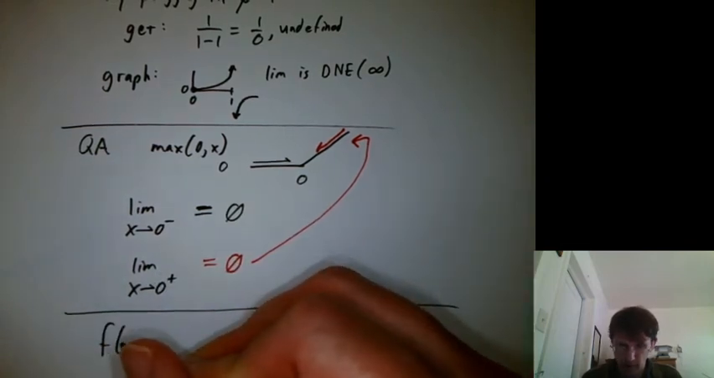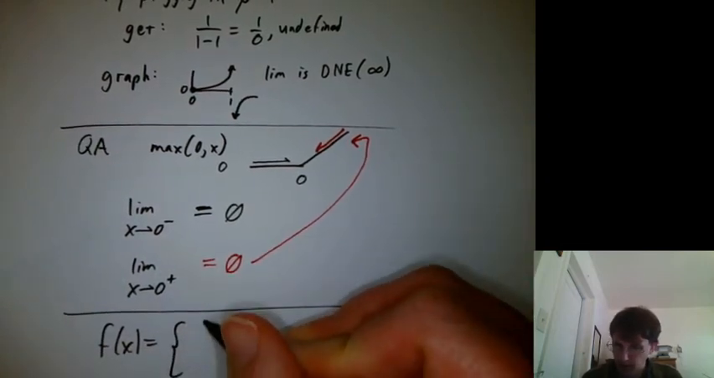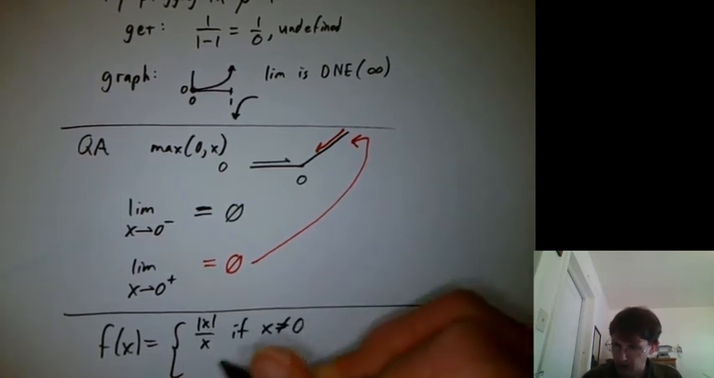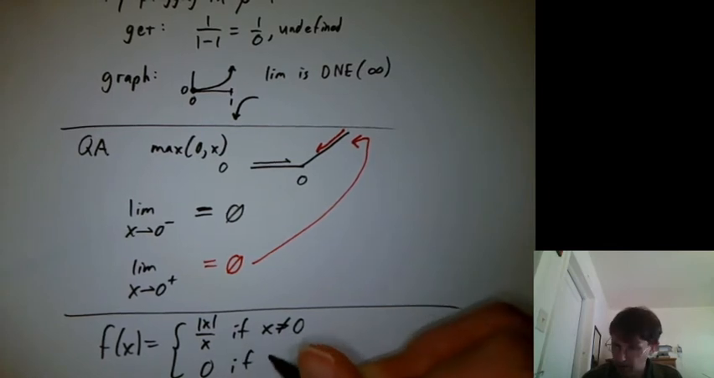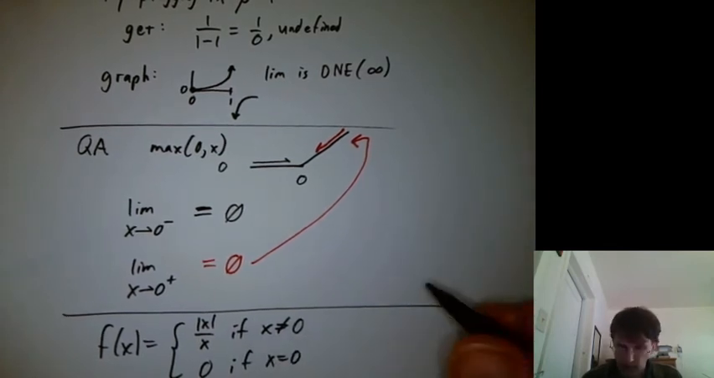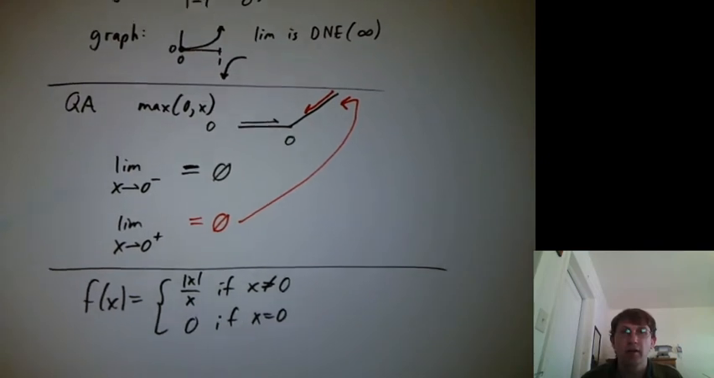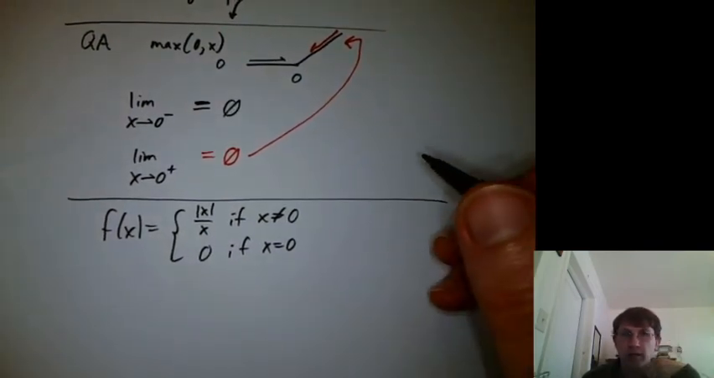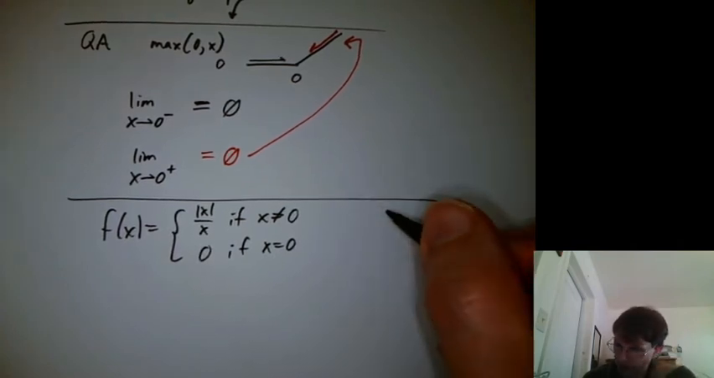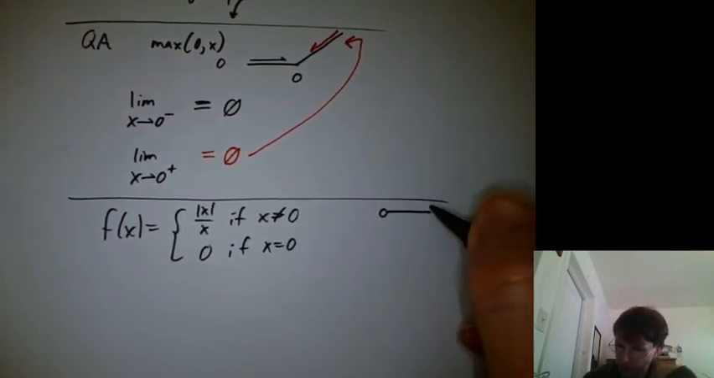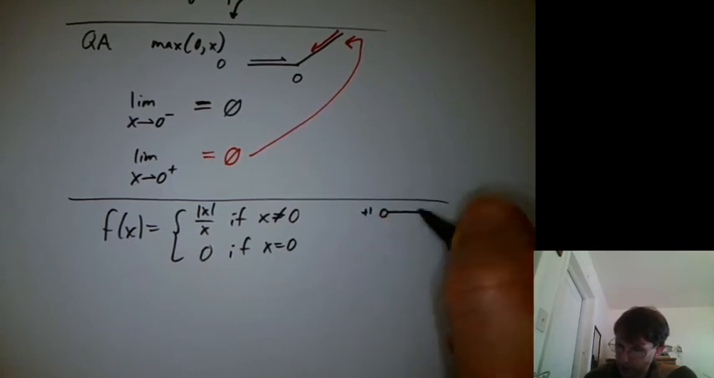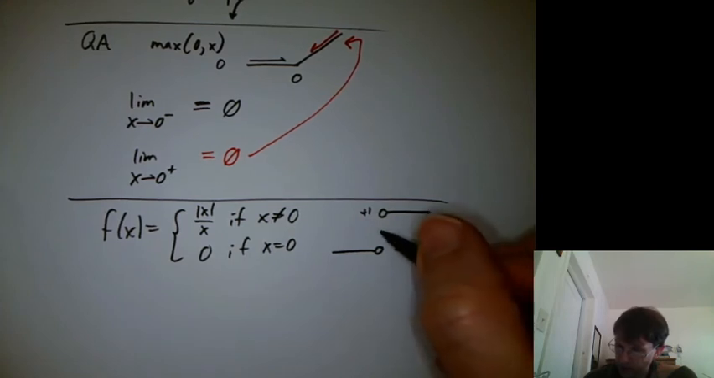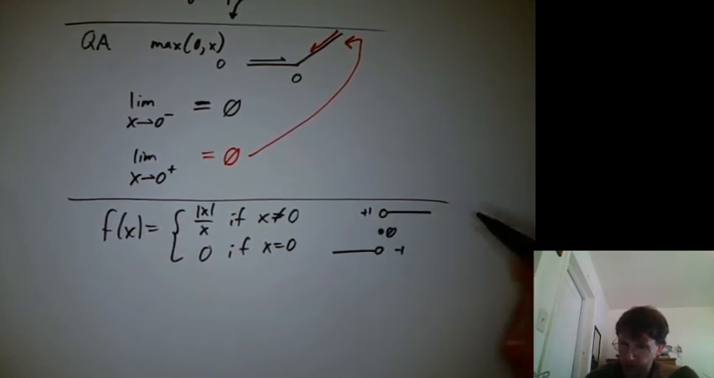One of the questions was f of x equals absolute value of x over x if x is not 0, and 0 if x equals 0. So it's a pain to graph that on Desmos. You have to think about the piecewise way to define piecewise functions in Desmos. Here's what it looks like mathematically. You have y equals plus 1 here, y equals minus 1 here, and you have y equals 0 there.